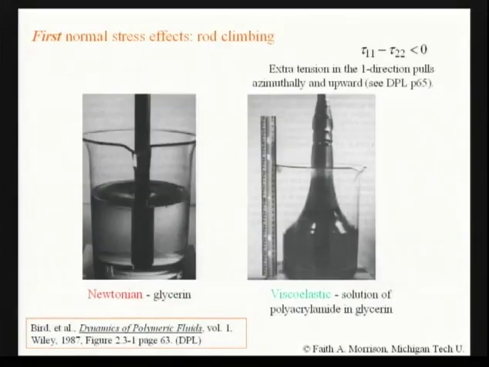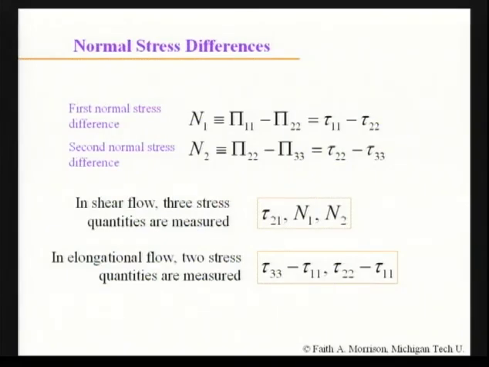So we've managed to reduce the number of variables that we needed from 9. We had to do 9 measurements of stress in order to completely make a measurement on a flow. But by choosing a steady flow that's homogeneous and that is highly symmetric, we've reduced it from 9 quantities to 3 for shear and 2 for uniaxial elongation.